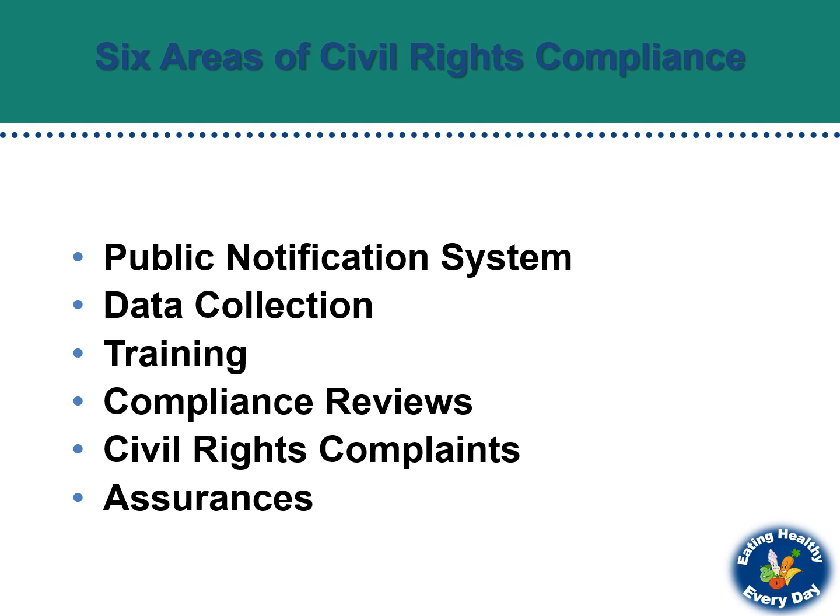The 6 areas of compliance in civil rights and non-discrimination are: number 1, public notification system. Number 2, data collection. Number 3, areas of training that must be conducted annually. Number 4, types of compliance reviews that may be expected. Number 5, how to recognize and handle civil rights complaints. And number 6, assurances, language and contracts and forms that ensure that you and others will not participate in discrimination and report any complaints.